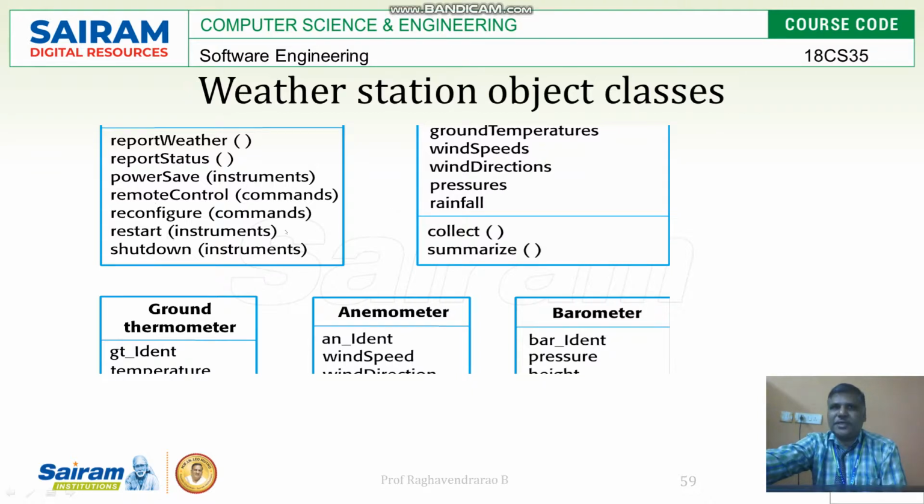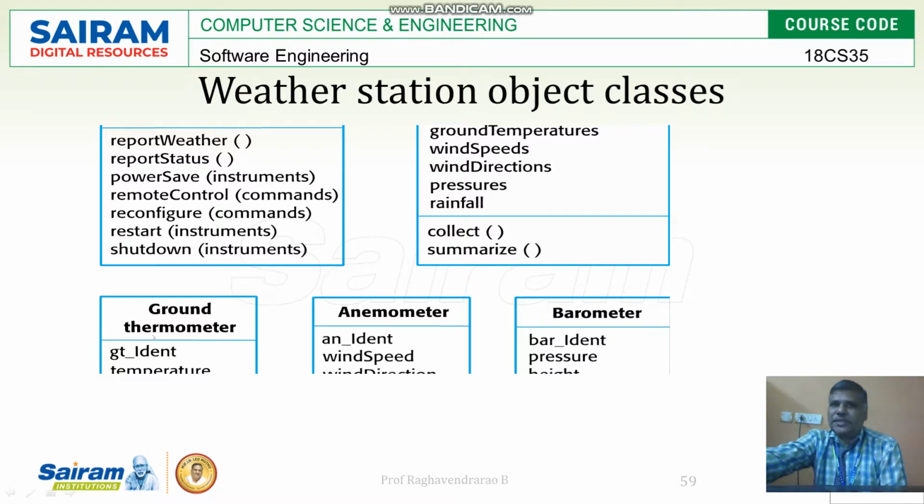Now you see all the functionalities: report weather, report status, power save, remote control. These are all the functions that are going to be used. And ground temperature, then wind speed, wind direction, pressure, rainfall. These things are collected by the collect and summarize functions that act on them, and you are able to collect the data. These are basically the object classes.